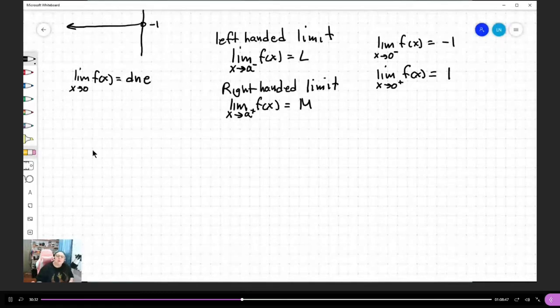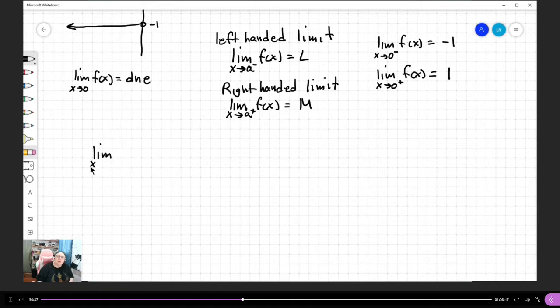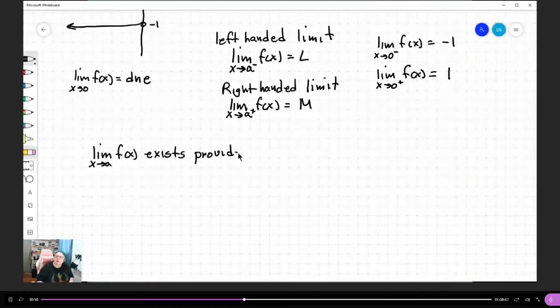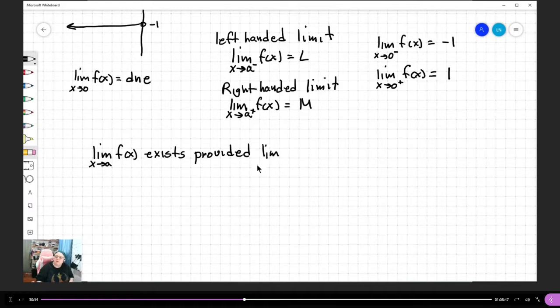All right, so we say that the limit as x goes to a of f of x exists provided the limit from the left of f of x is equal to the limit from the right of f of x. If those two are the same, then the limit exists. Okay. All right. So there's a little theorem box on page 122 in your book, if you're interested, that states that.